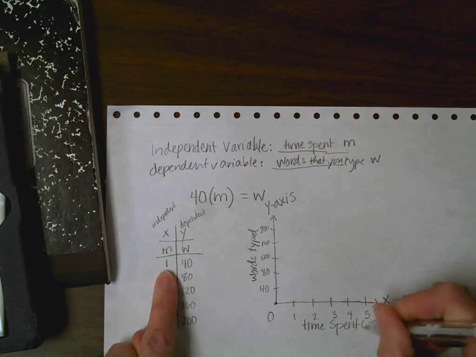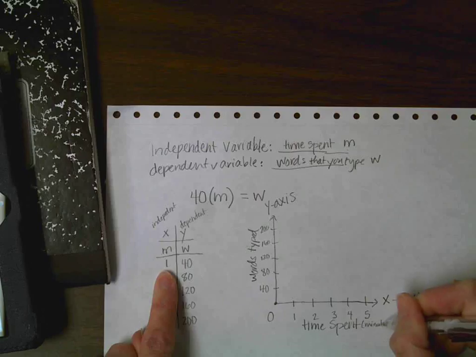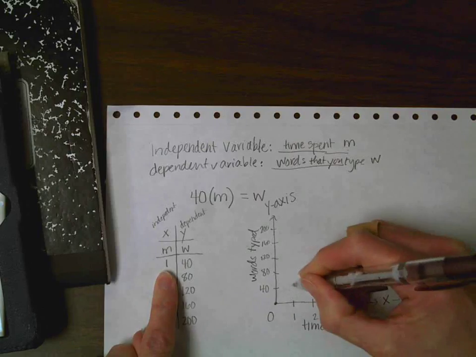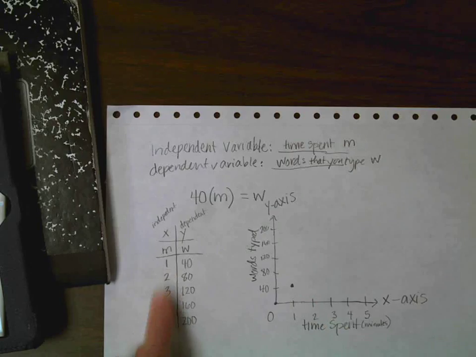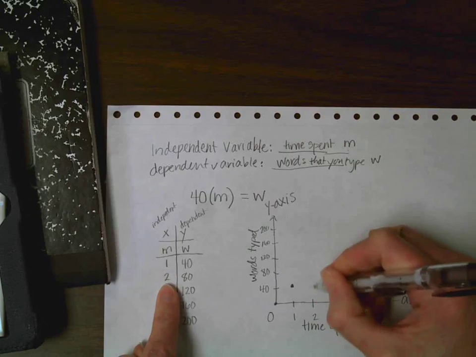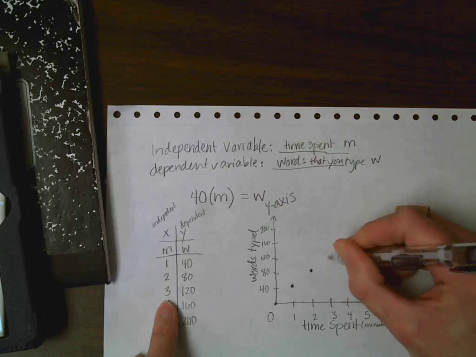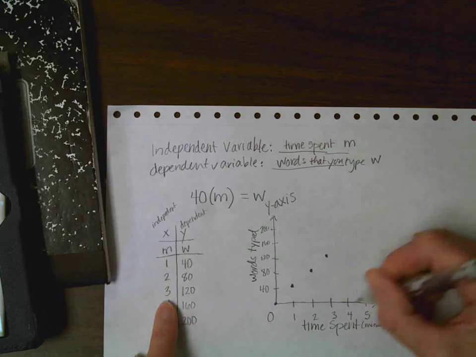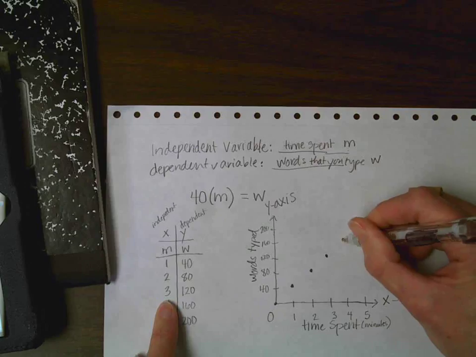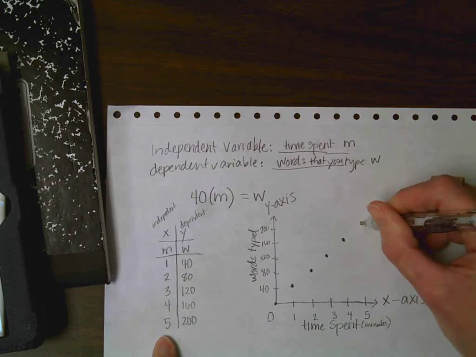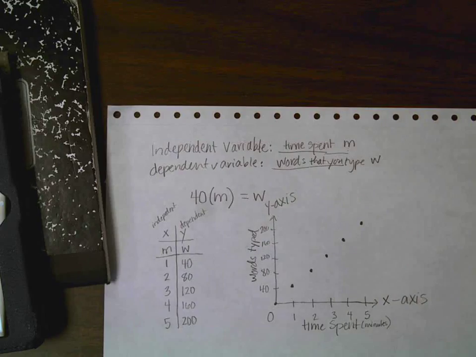So for every 1 minute, oh, we could also put minutes in parentheses so we remember it's in minutes. Okay, for every 1 minute, he typed 40 words, so we put it up. For every 2 minutes, he typed 80 words. For every 3 minutes, he typed 120. For every 4, he typed 160. And for every 5, he typed 200. And now you have just graphed this word problem.